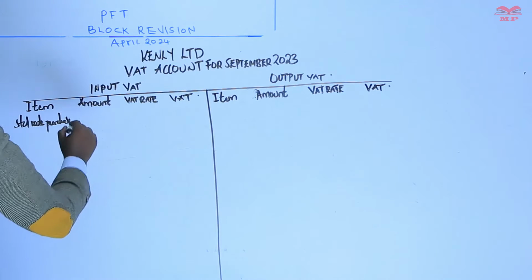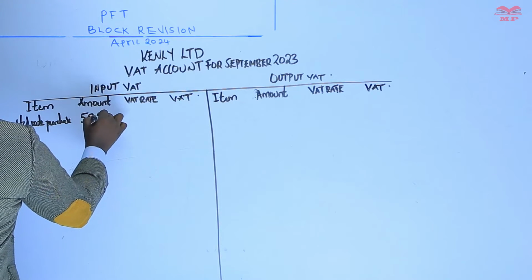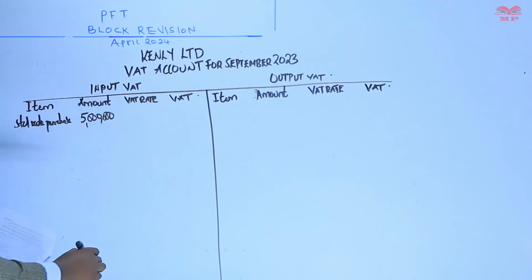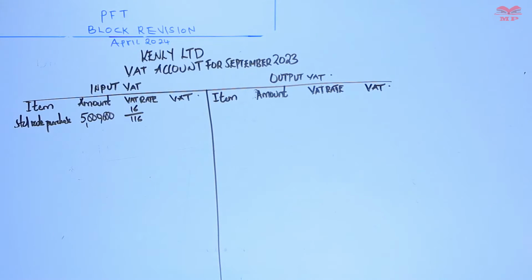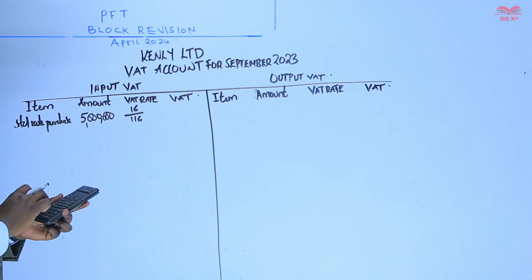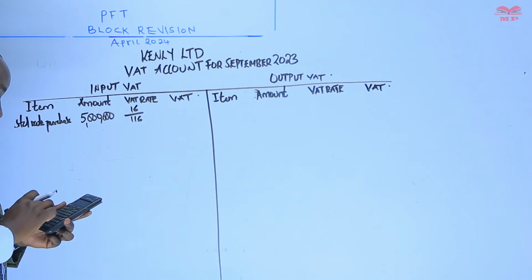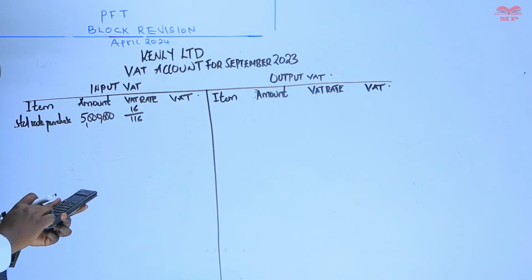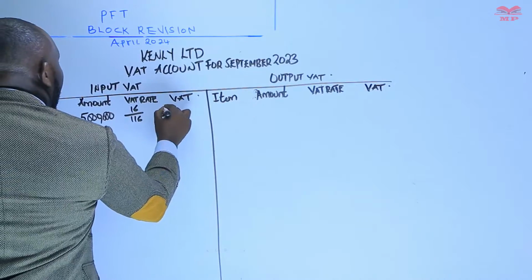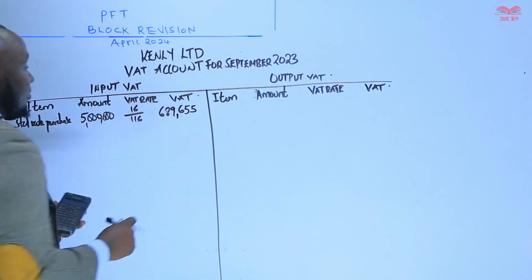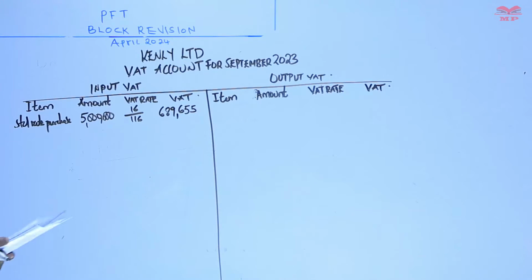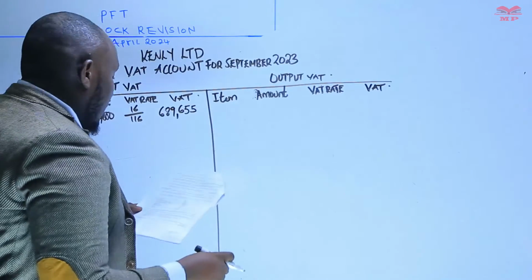So we did the working. We adjusted to 5 million. That should be 5 million; it was undercasted. The VAT rate is 16 over 116. Standard rate purchases, that is 5 million times 16 over 116. So we have 689,655.